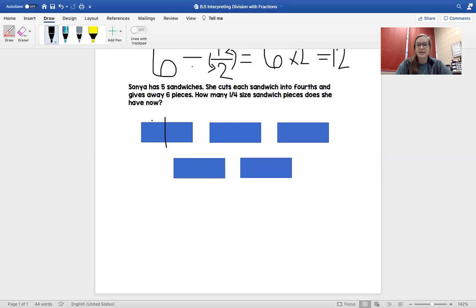I like to cut it in half first, and then cut each half into half, and that gives me 1, 2, 3, 4 pieces. But you can do it however you want. That just helps me get my pieces a little bit more even.